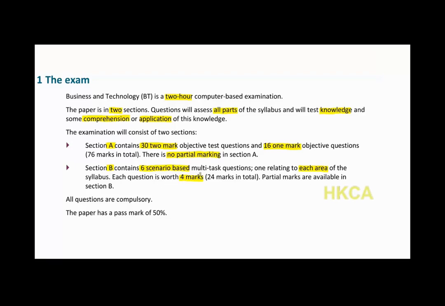The good news about Section B is that there are partial marks available for each question if you get some bits right and some bits wrong. All questions are compulsory, so no choice, and the paper has got a pass mark of 50%.